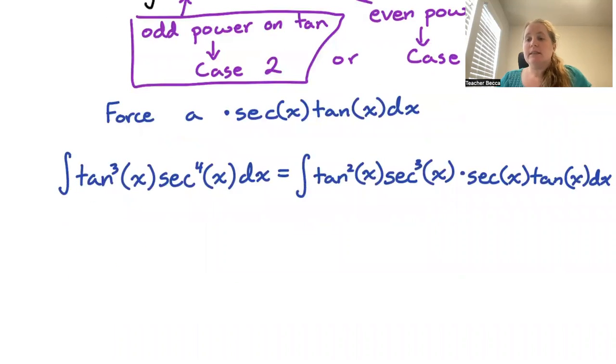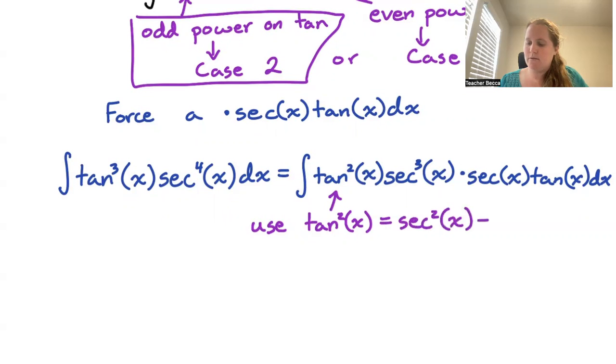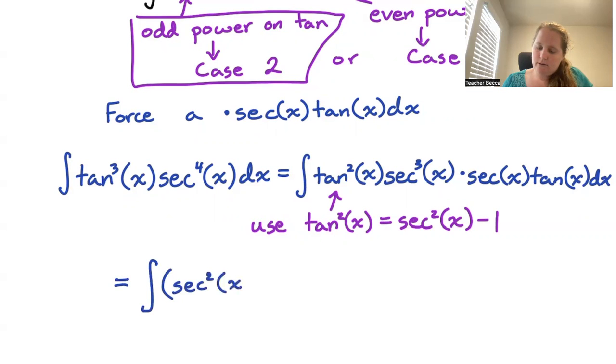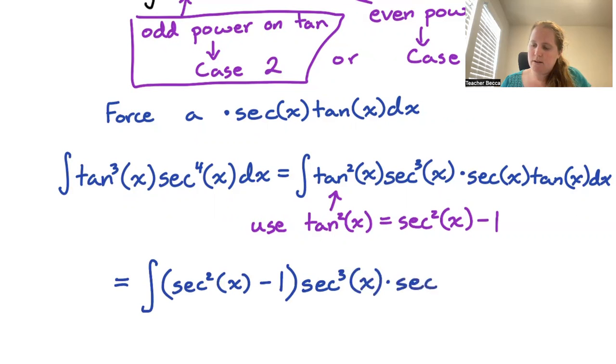So that secant x tan x dx is du for u equal to secant x. So we are going to convert everything into secant. So we'll use the fact that tangent squared of x is equal to secant squared of x minus 1. So we are looking at the integral of secant squared of x minus 1 times secant cubed of x times secant x tangent x dx.